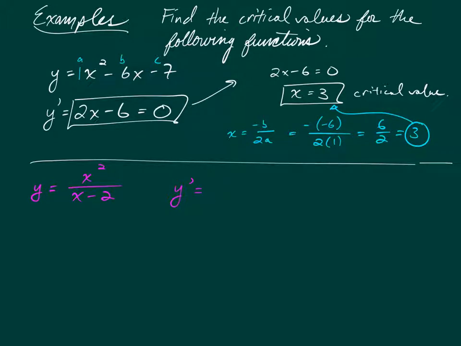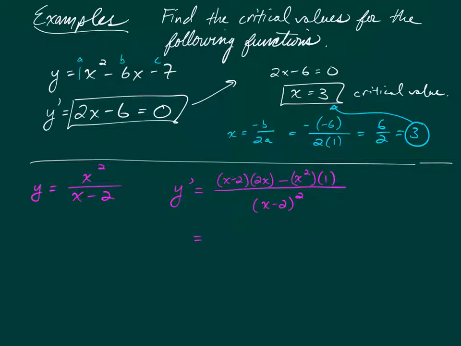So y prime equals the denominator, x minus 2, times the derivative of the numerator, which would be 2x, minus the numerator, x squared, times the derivative of the denominator, which in this case would just be 1, all over x minus 2 squared. So the next step you want to do here is simplify the numerator.